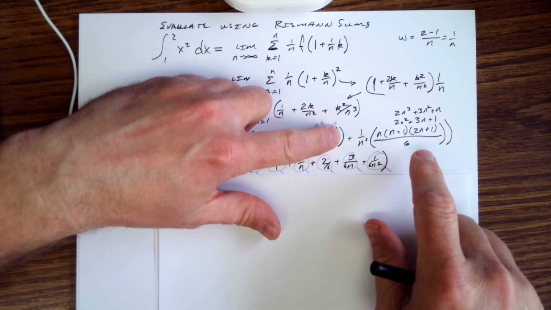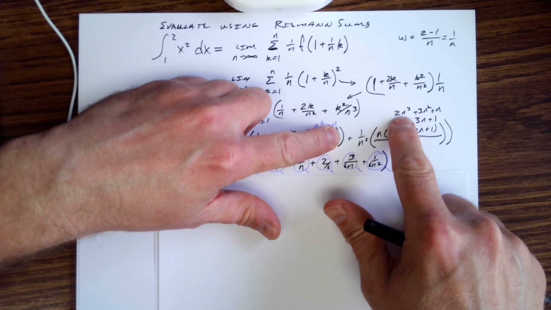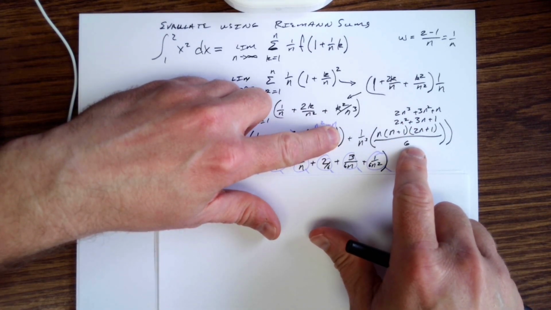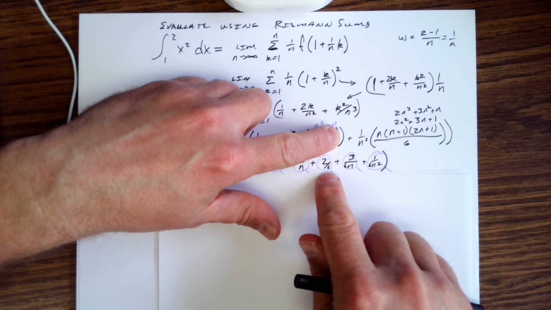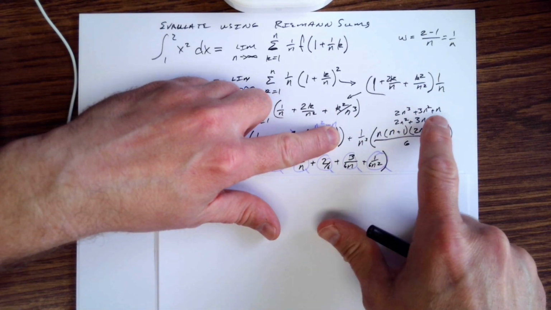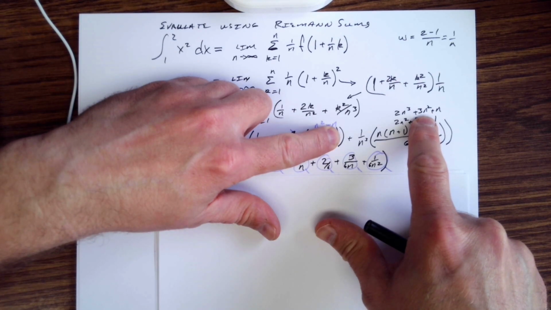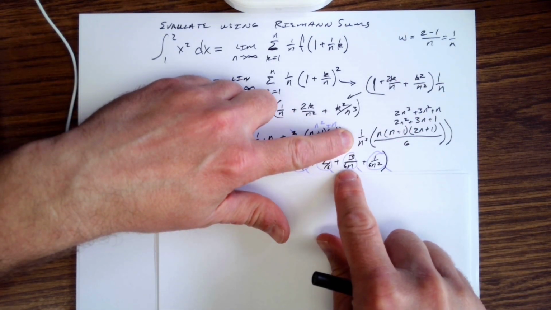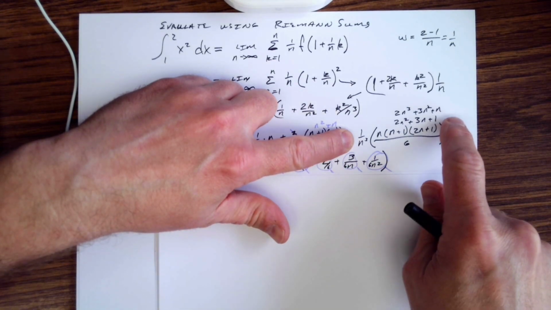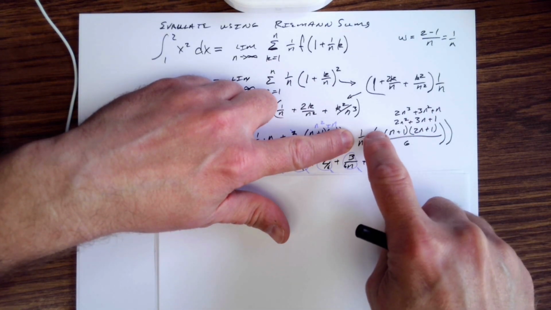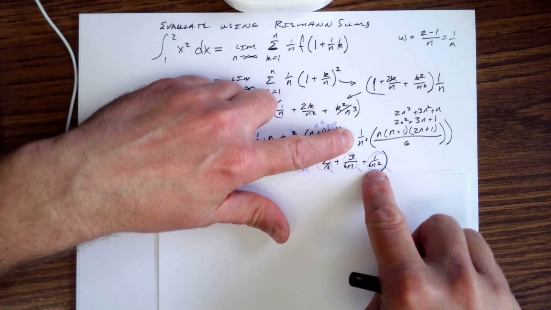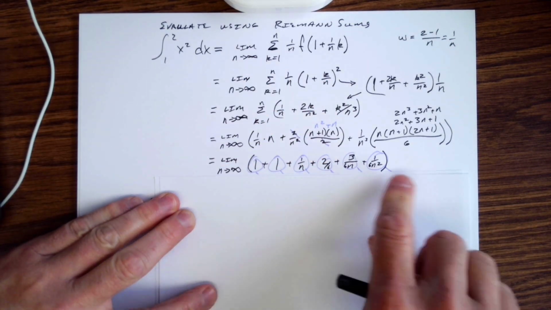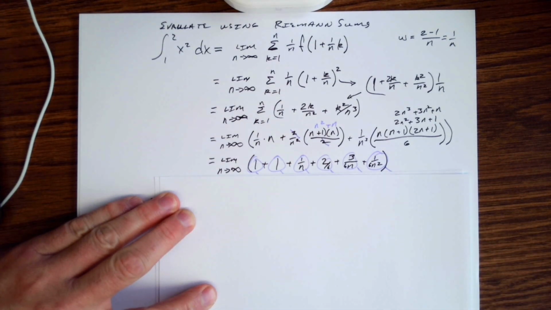On to the next one. I have 2n cubed over n cubed and a 6. The n cubeds cancel out, and I'm left with 2 over 6. I have 3n squared over n cubed and the 6, so that's 3 over 6n. And then I have n over 6 times 1 over n cubed, which gives me 1 over 6n squared. So all I did was multiply and cancel as I went through there.